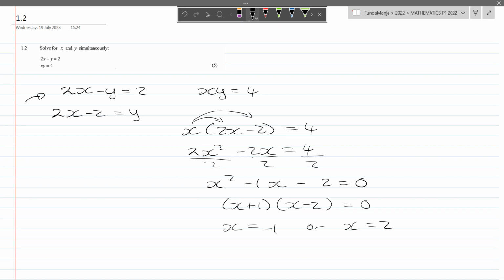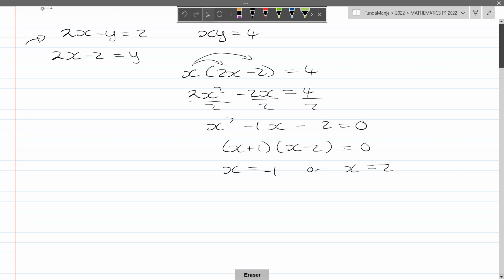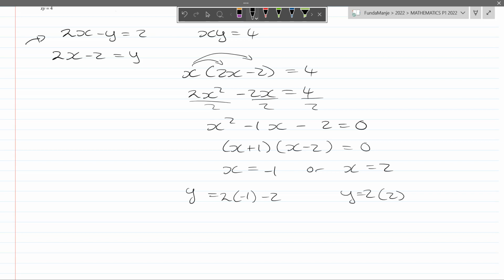But this is not the end, because you still have to solve for x and y simultaneously. We've only solved for x, so in order to get y, we use the formula that we substituted into, or that we used as a substitution, this one. So for x is equal to minus 1, we have that substitution, and for x is equal to 2, we have that substitution. So 2 times minus 1, that's minus 2, that's minus 4, and then 2 times 2, that's 4, minus 2, that's 2.